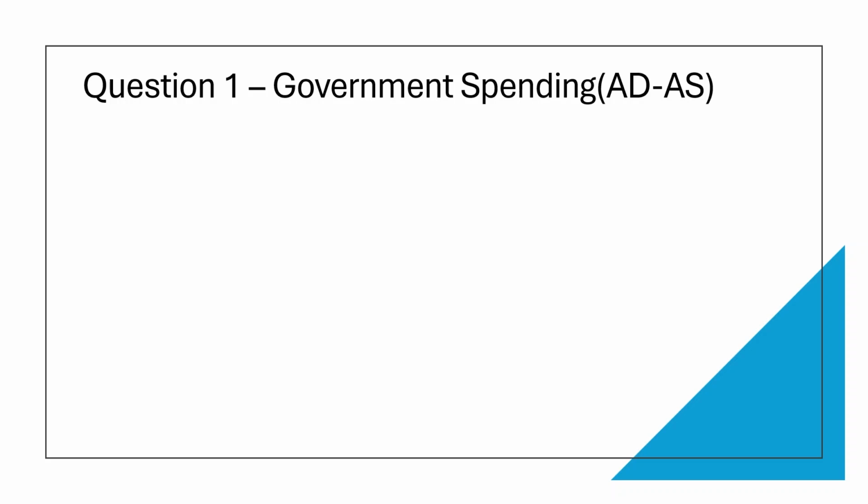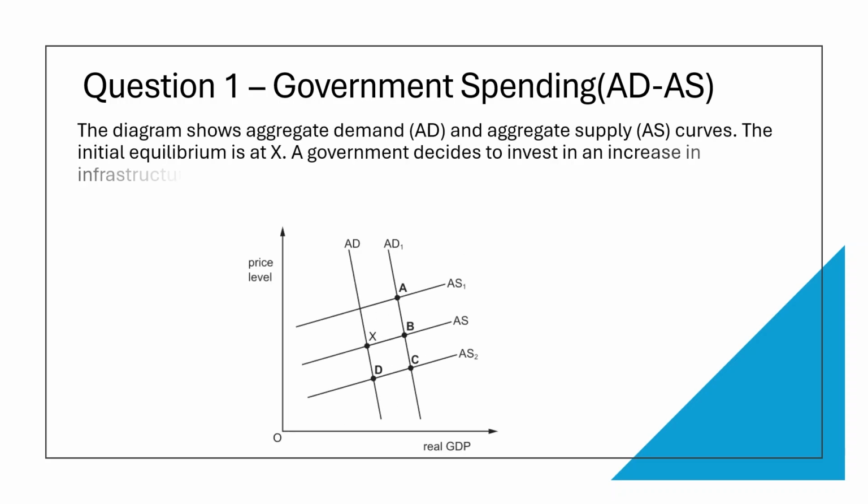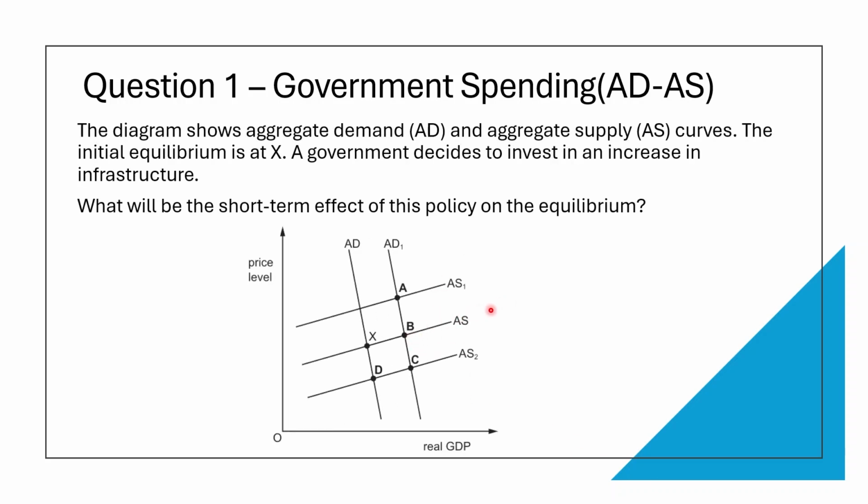Here is question 1. The diagram shows aggregate demand and aggregate supply. The initial equilibrium is at Q. The government increases investment in infrastructure. What will be the short-term effect of this policy on the equilibrium? Take a moment. Think about what happens when government spending increases. Does aggregate demand shift? Where will the new equilibrium be? Is it A, B, C, or D?